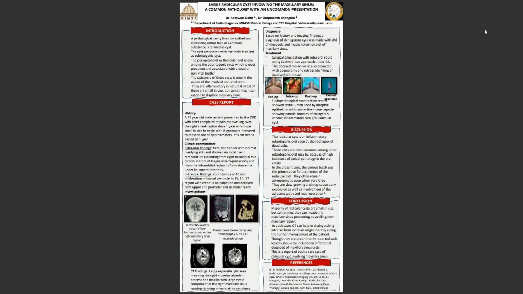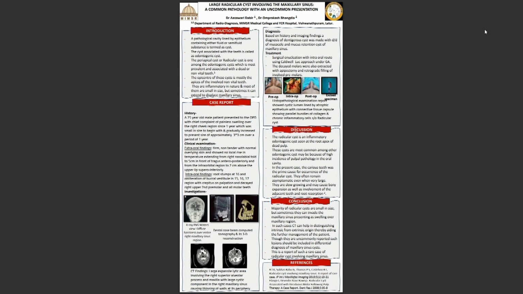On clinical examination, it was a firm, non-tender swelling, which had overlying normal skin. There was no local rise in temperature and no pain. And on intraoral findings, there was obliteration of the buccal vestibule and a root stump at the first molar tooth.